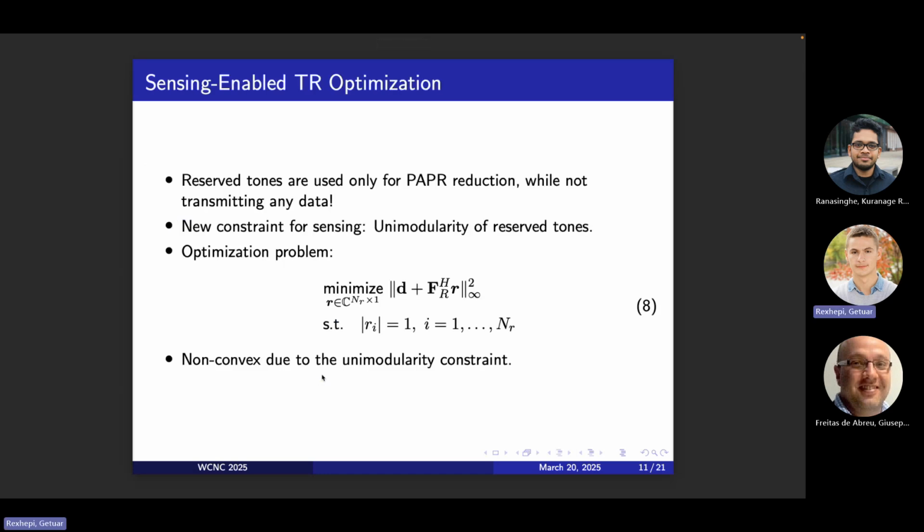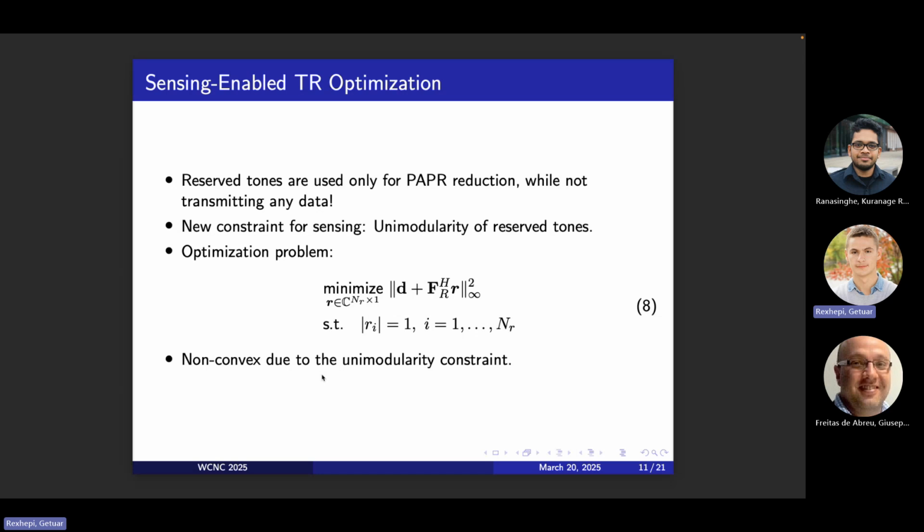As you saw from the PAPR reduction section, you might think naturally that these reserved tones transmit only dummy data to reduce the peaks. But this is quite inefficient because we're sending these reserved tones and we're not transmitting anything. However, from the communication point of view, it is not possible to design at the same time reserved tones that will cancel peaks and transmit data, because then data will be distorted. What we can do here is to use these reserved tones for sensing, and this can be possible.